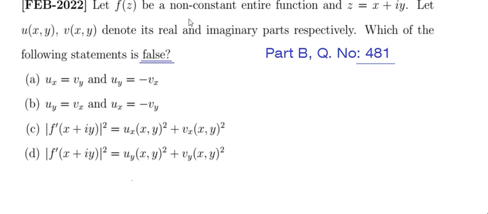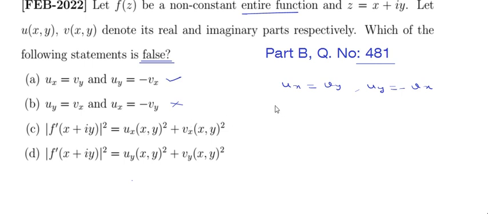Given that f of z is a non-constant entire function, it will be an analytic function. Analytic function means it will satisfy the CR equations. The CR equations are given by ux equal to vy and uy equal to minus vx. Therefore the first option is correct: ux equal to vy and uy equal to minus vx. This is the CR equation. And the second option, uy equal to vx, is false. This is not true.